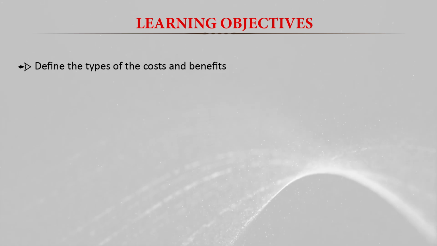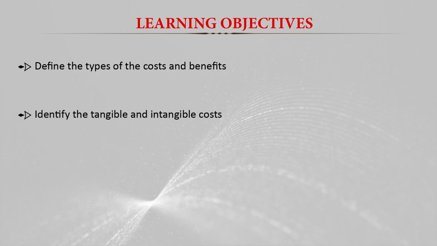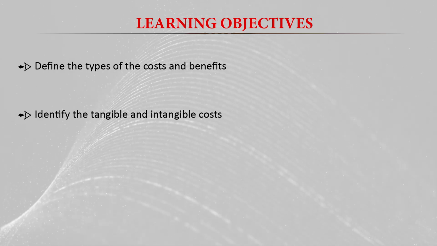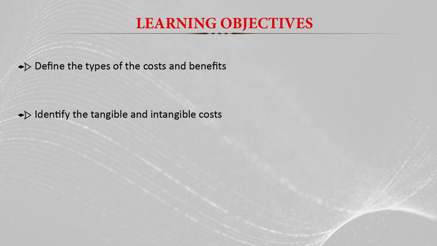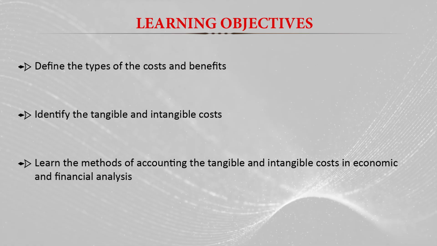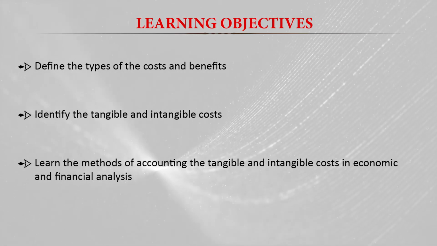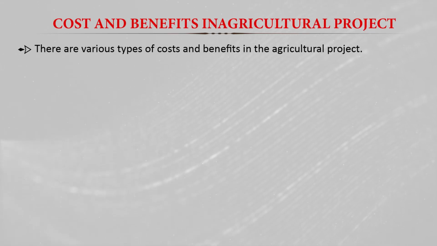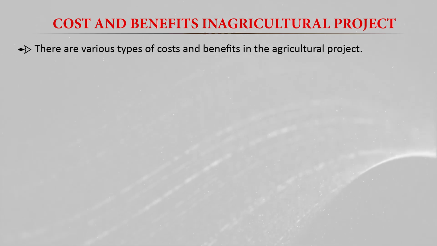Then in this session we will focus on the identification of tangible costs. We will be discussing the tangible and intangible cost, and then we will learn the methods of accounting the tangible and intangible cost in economic and financial analysis. There are various types of cost and benefits in the agriculture project.